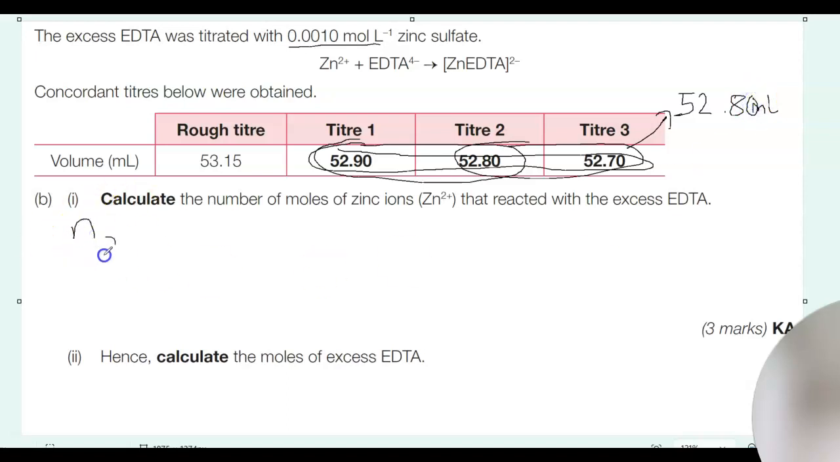So the number of moles of the zinc ions is going to be concentration times volume, which is the 0.001 multiplied by the 52.8. Now we're going to turn that into litres once again. So that's 0.0528.